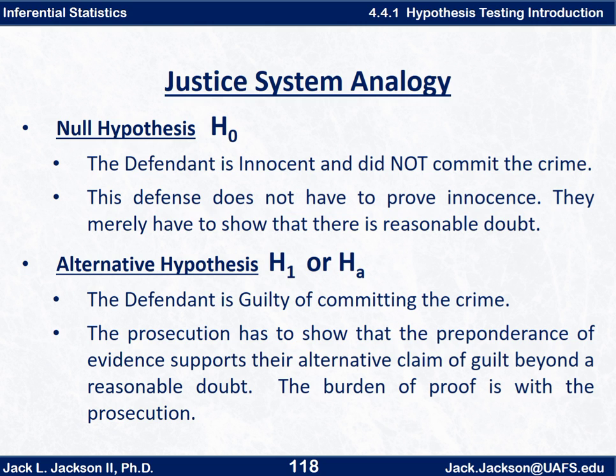So notice that the defense does not have to prove innocence. They merely have to show that there is some reasonable doubt. It is up to the prosecutor, the researcher, to prove that there is evidence beyond a reasonable doubt that the null hypothesis is false and it's abandoned in favor of the alternative hypothesis. So the alternative hypothesis is usually labeled either H sub 1 or H sub A. Okay? And in the justice system, the alternative hypothesis is the defendant is guilty of committing the crime. So the prosecution has to show that the preponderance of evidence supports their alternative claim of guilt beyond a reasonable doubt. And again, the burden of proof is with the prosecution.